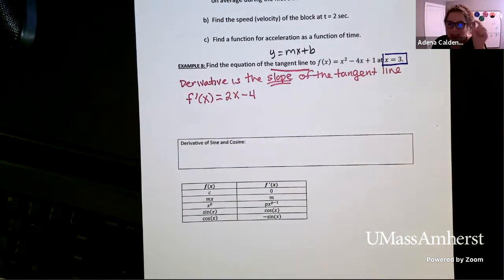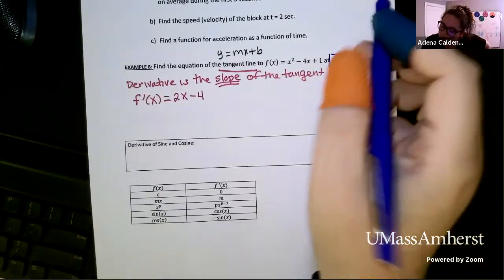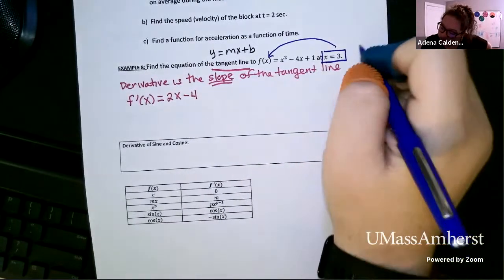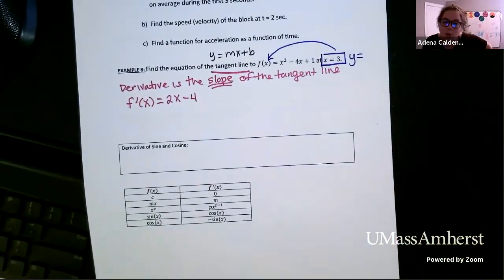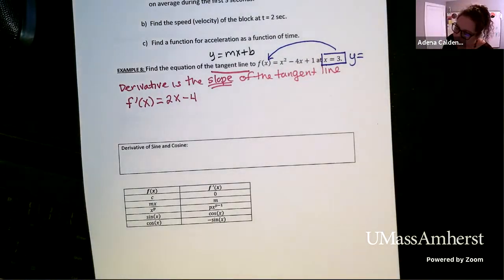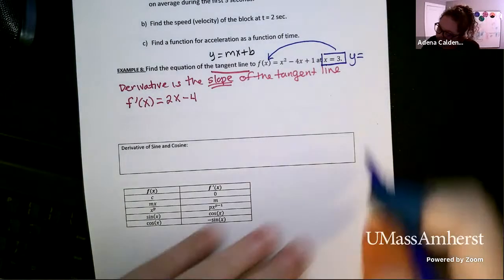Now that is half of a point, right? Usually we have an x and a y value. So what I want to do is plug my 3 into the function to get the corresponding y value. I'm going to need that later, okay? If I plug in a 3, I get 3 squared, which is 9, minus 4 times 3. So 9 minus 12 is -3, plus 1 is -2.